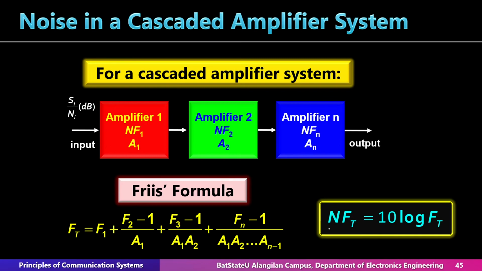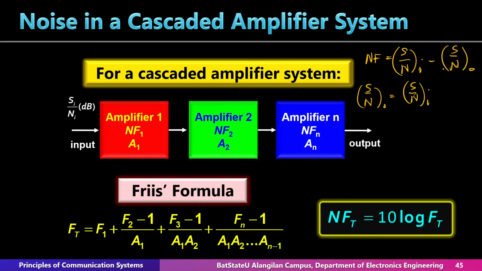Ngayon, kung alam mo na to, makukompute mo na ang signal to noise ratio sa output. Bakit? Kasi po, remember, ang noise figure ay signal to noise ratio sa input minus signal to noise ratio sa output. Okay, so ano ngayon? Ang signal to noise ratio sa output ay equal sa signal to noise ratio sa input minus the noise figure. So, tandaan po natin ha.